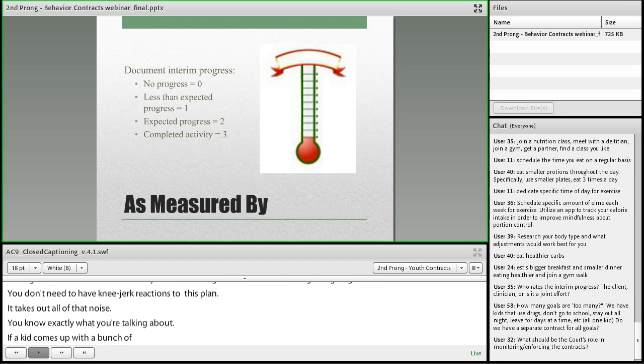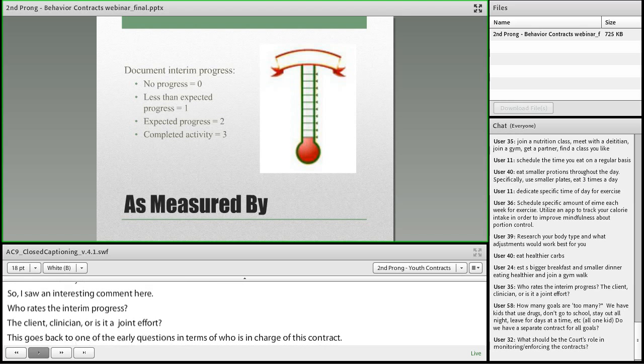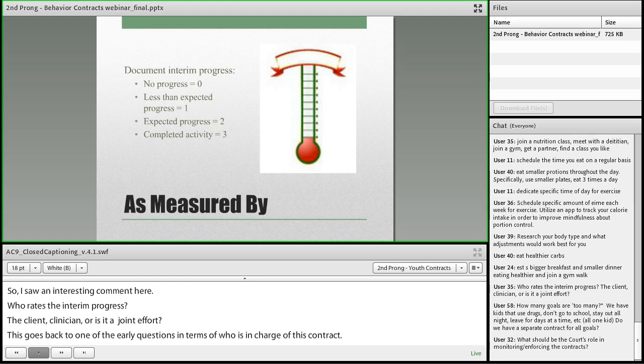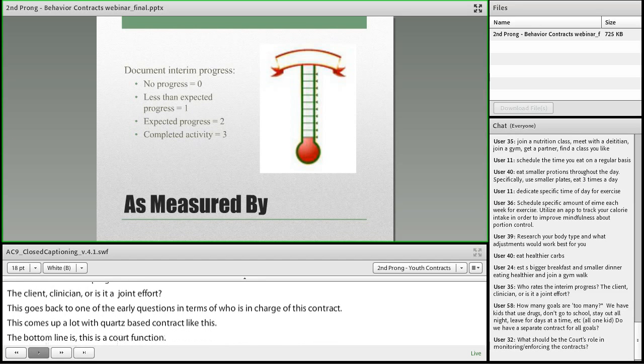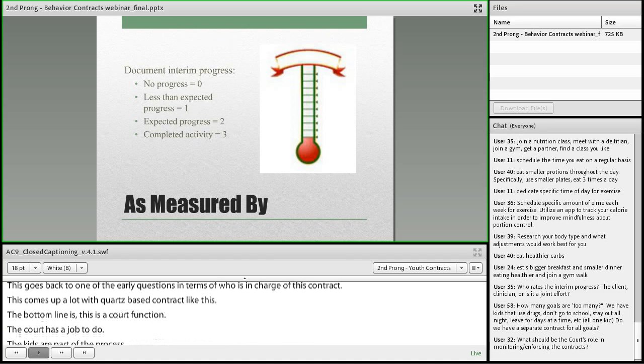So I saw an interesting comment here. Who rates the interim progress: a client, the clinician, or is it a joint effort? And this goes back to one of the earlier questions, in terms of who's in charge of this contract. This also comes up a lot with court-based contracts like this. The bottom line is this is a court function. The juvenile drug court has a job to do. The kids are part of the process, but the authority rests with the juvenile drug court. It's not really a free contract you're going into where everyone's equal.